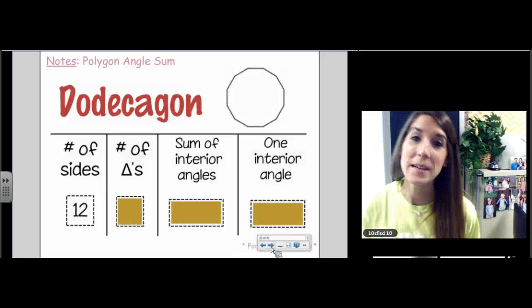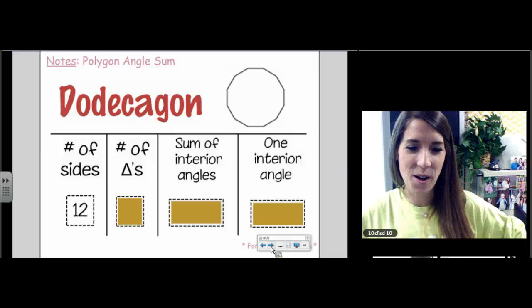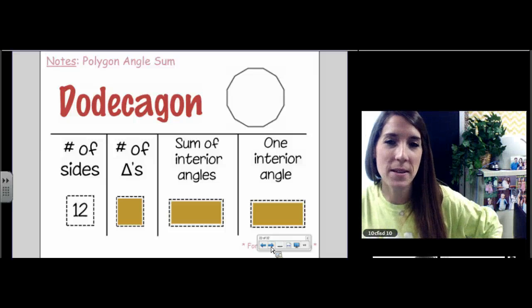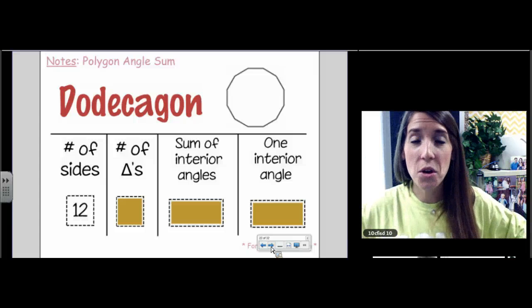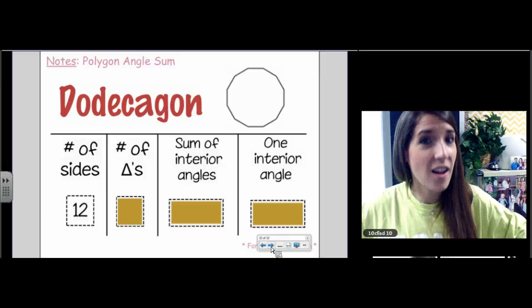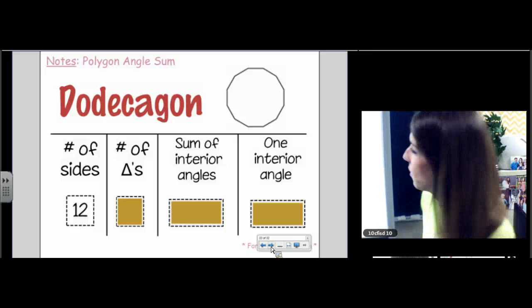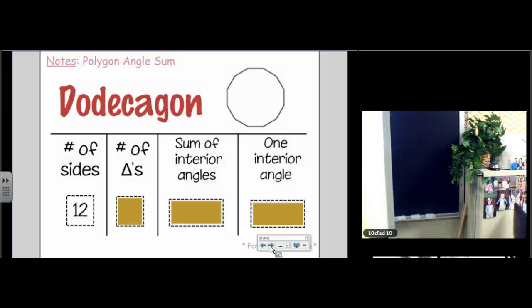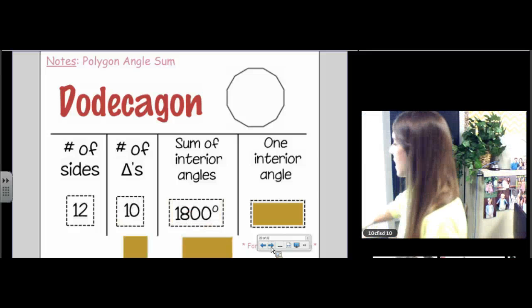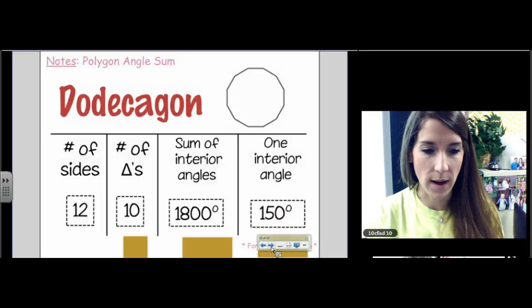The last one we did skip 11. I actually don't know what an 11-sided polygon is called. You can Google it. The next one we went all the way to 12. It's called a dodecagon. You need to know this word as well. If I ask you what a dodecagon is on Monday, you need to know. And so a dodecagon has 12 sides, 10 triangles, 1,800 degrees and 150 degrees for each interior angle if it's regular.